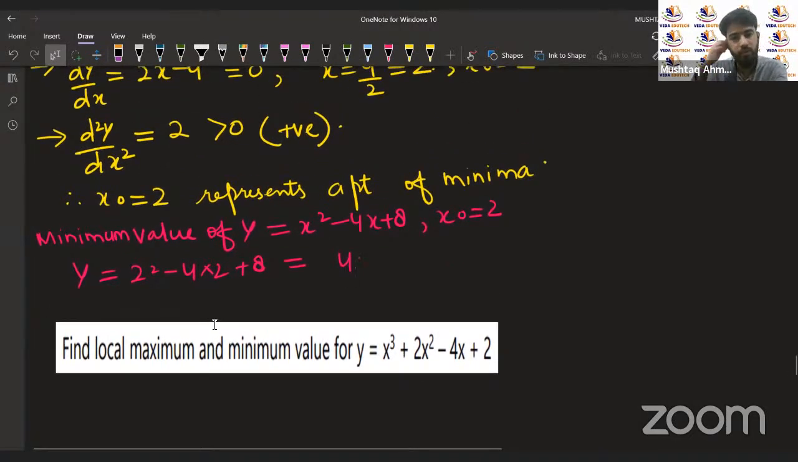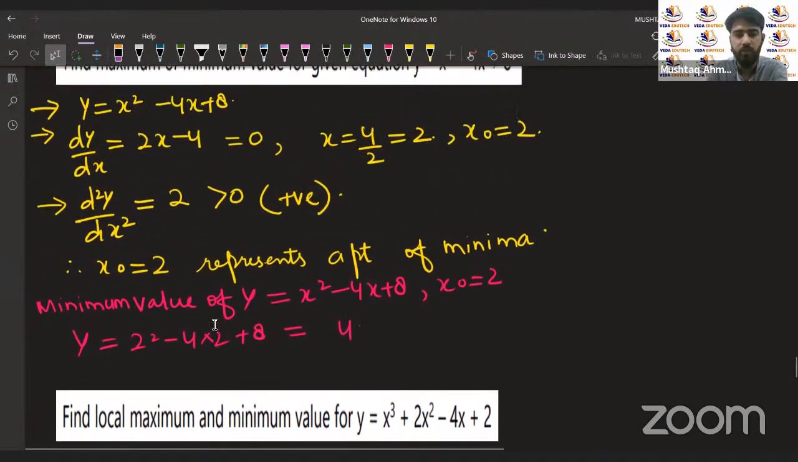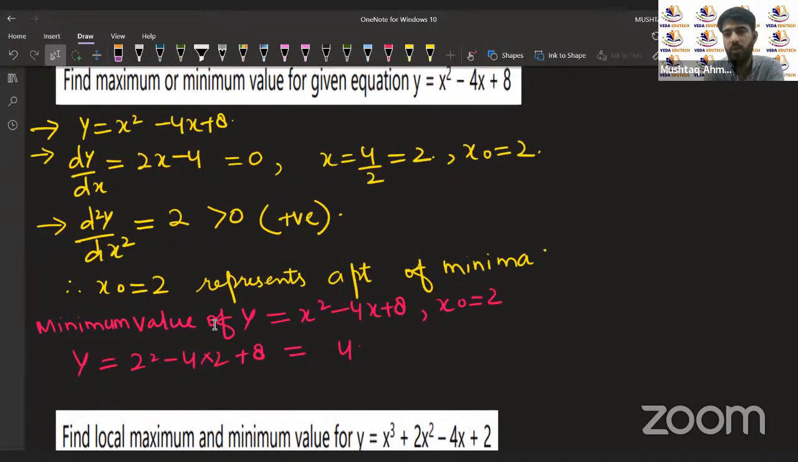Is there any maxima? No, there is no maxima in this function, because we just got to know about the single point where dy by dx is 0. That's at x equal to 2, and this point only represents minima. So there will be no point of maxima. Here maxima does not exist. Only the minimum point exists.